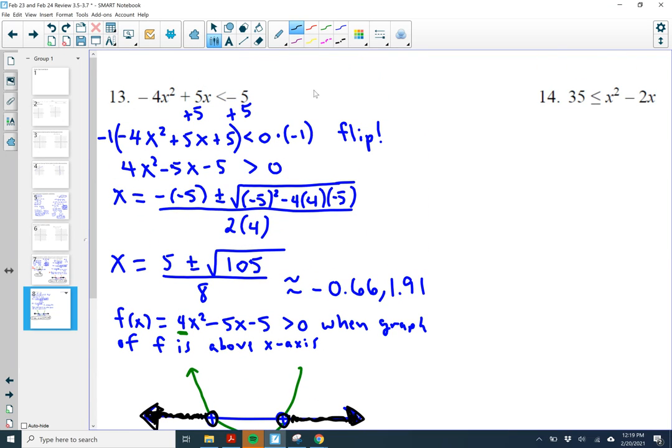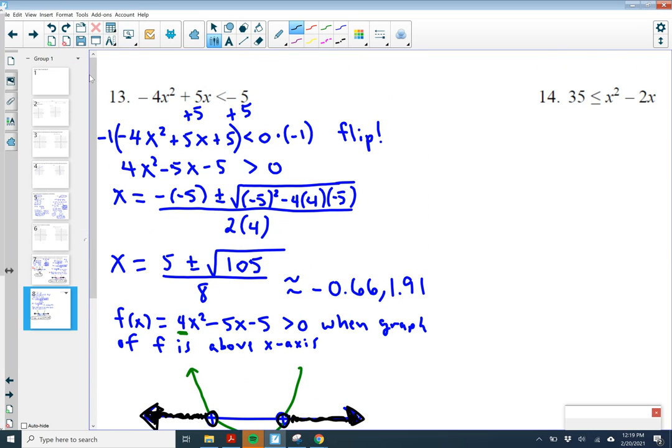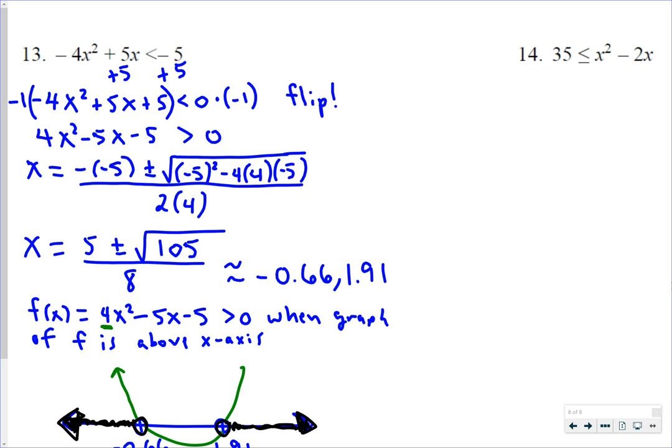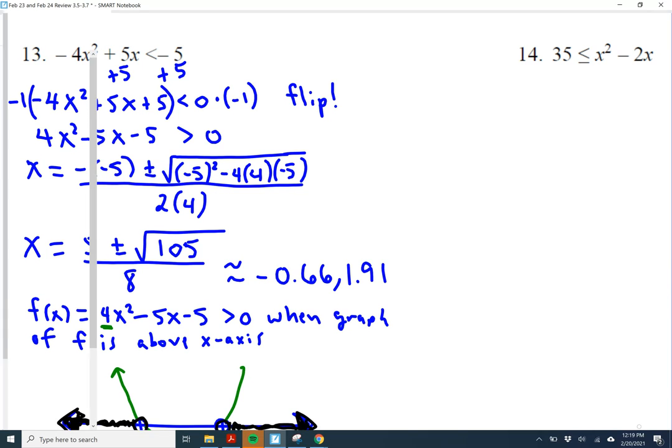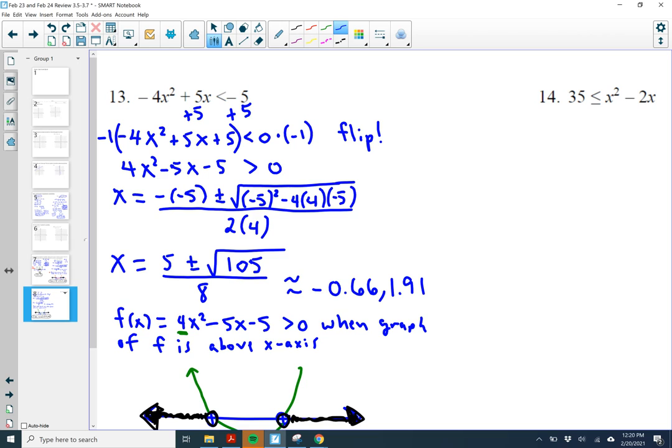Okay, let's do the last problem. Problem number 14. The first thing I'm going to do is subtract 35 from both sides so that I have my quadratic with a positive leading coefficient. A is positive 1. But I don't like having the variable on the right. I want it on the left. So I'm going to switch sides.